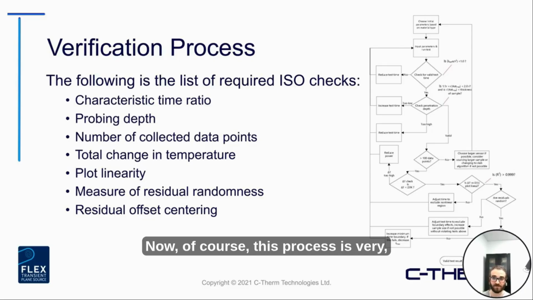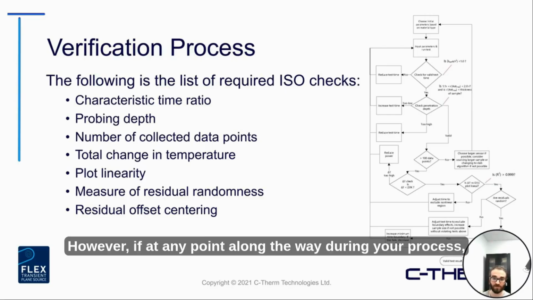Now, of course, this process is very systematic in its approach. You can see the flow style chart on the right. There will be steps that you will take. You go check by check. If it passes, you move on to the next, so on and so forth.